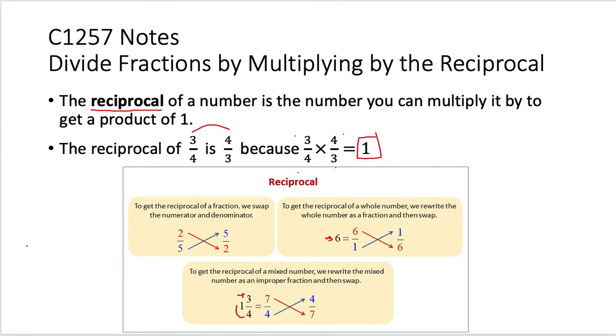So remember when you're using models or whatever, when you're multiplying by a fraction, the same answer comes when you're dividing by a fraction. You get the same exact answer if you multiply by its reciprocal. So we just flip one of them over and multiply. So let's look at some examples.